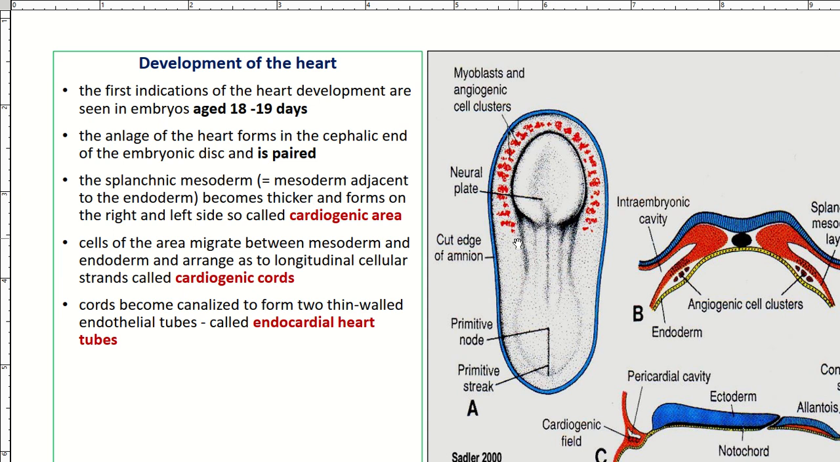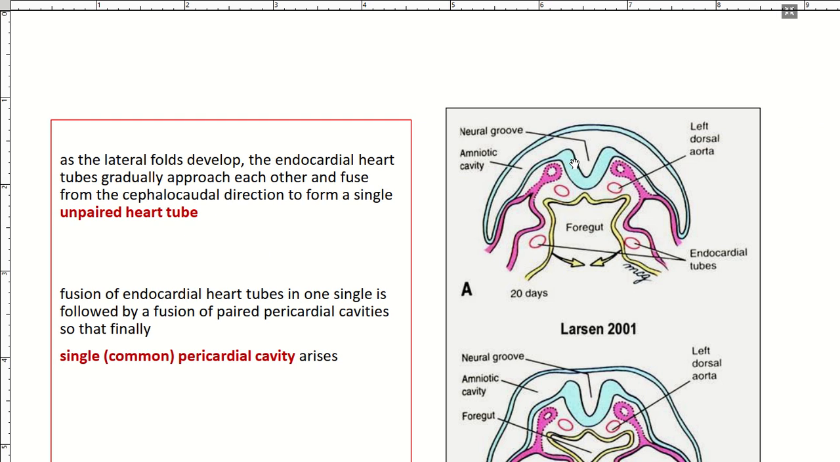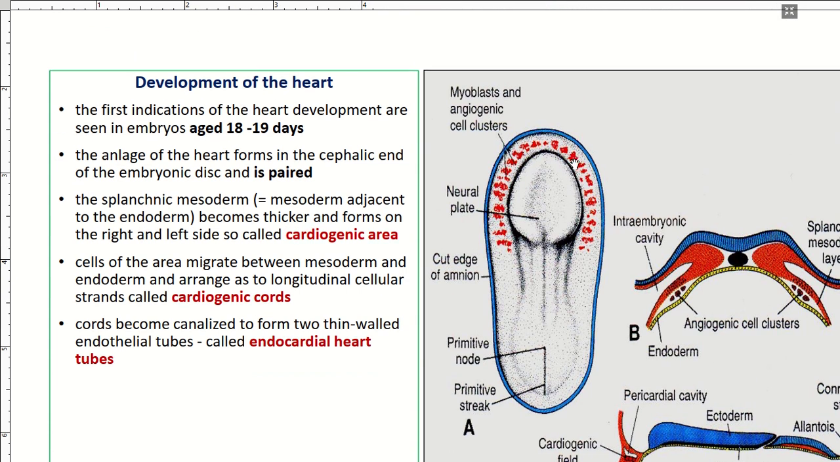So cranial to this neural plate, we have a region that is called the cardiogenic region. You can actually see these cells. It's a horseshoe-shaped cardiogenic region. Right, so you have the splanchnic mesoderm.